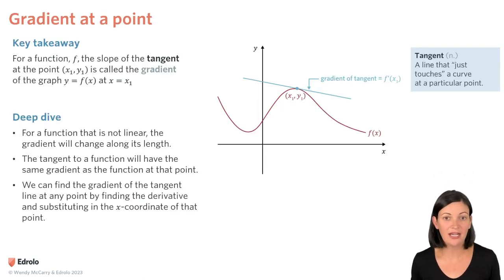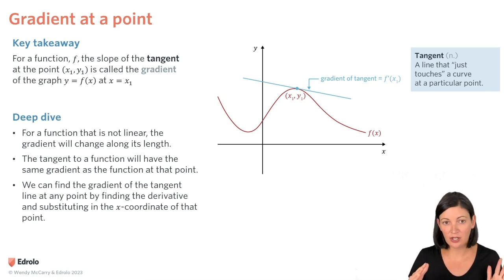So a tangent line is a line that just touches a curve at one particular point. So you can see that we've got our red function, f of x, and then that blue line there is what we would call the tangent line, okay? So the slope or the gradient of the tangent line is the derivative at that point, okay?